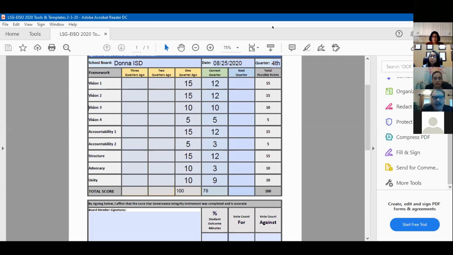Robert, I was looking at that advocacy score that we went down from a 10 to a 3. Was that something that was generally across the board with all the board members, or was it just one or two that brought the score down? What's your input on that, Robert? You're on mute. Yeah, there you go.